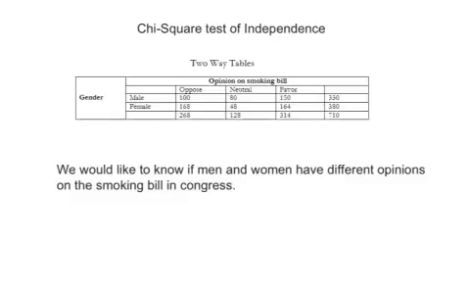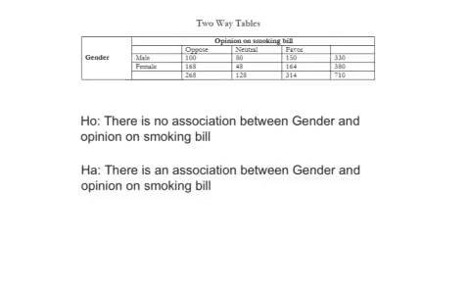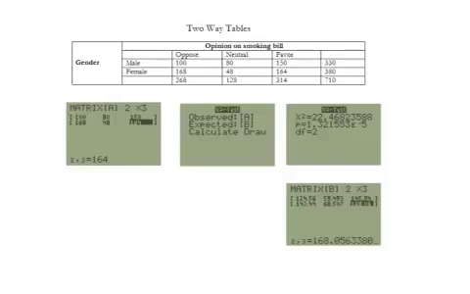So one of the assumptions here is that we have one random sample from some population. All right, let's go. Our null hypothesis is there is no association between gender and opinion on the smoking bill, and the alternative is there is an association between gender and opinion on the smoking bill. All right, we've got our hypothesis statements.